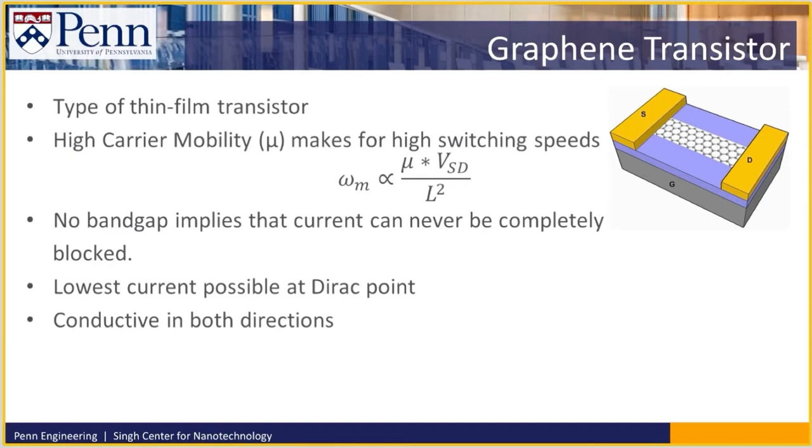A graphene transistor has no band gap. This means that current can never be completely blocked, and that it has an actual lowest current possible at something we like to call the Dirac point.